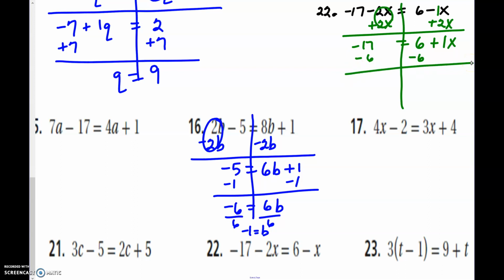So make sure you use your calculator so you get the right answer. -17 minus 6 is a -23, and 6 minus 6 cancels out, and 1x, remember mathematicians let us write that as just x. So x equals -23.